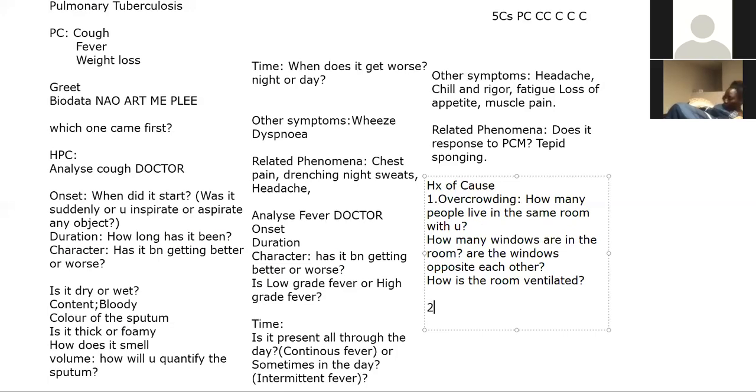So, doctor, apart from overcrowding, you also want to know, one major problem in this environment is poverty. So you want to know about the occupation of the person. What do you do for a living? What is your work, your income? What is your work?